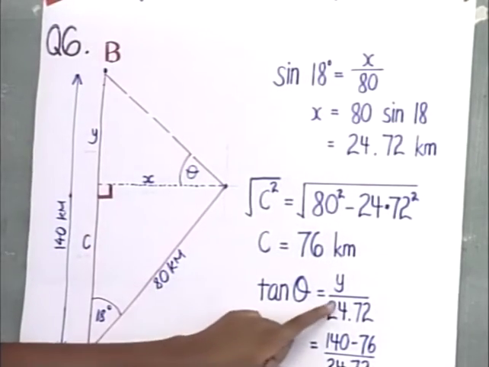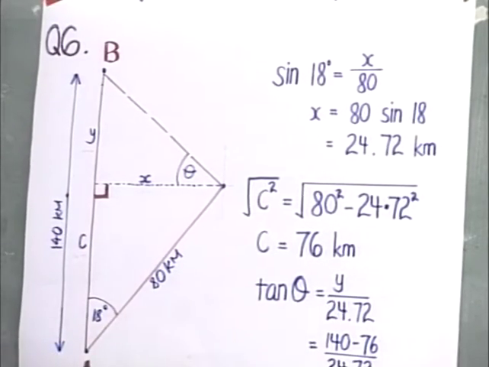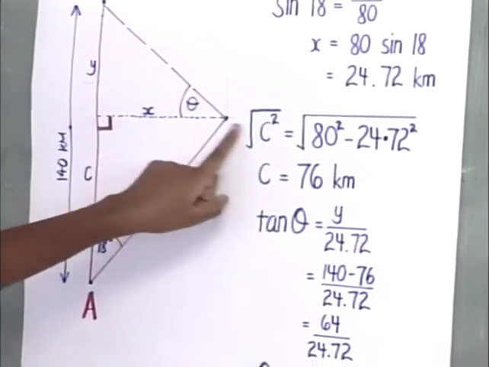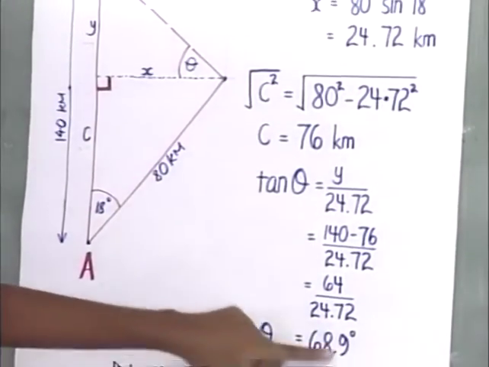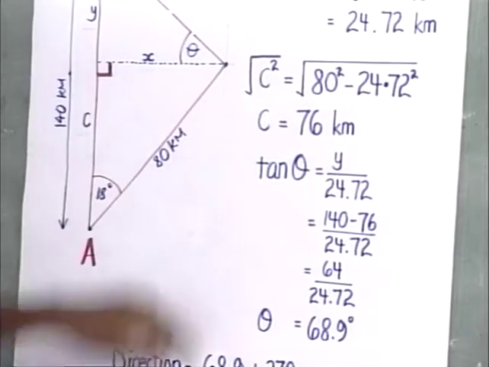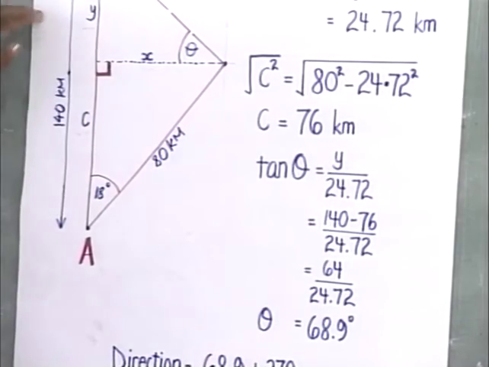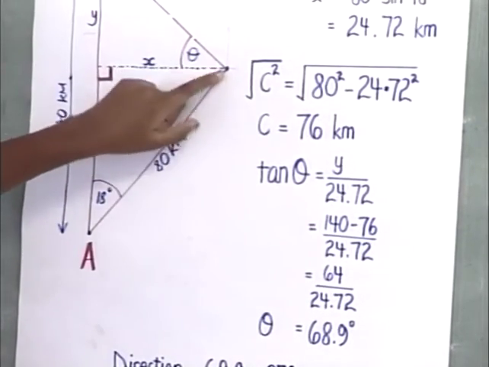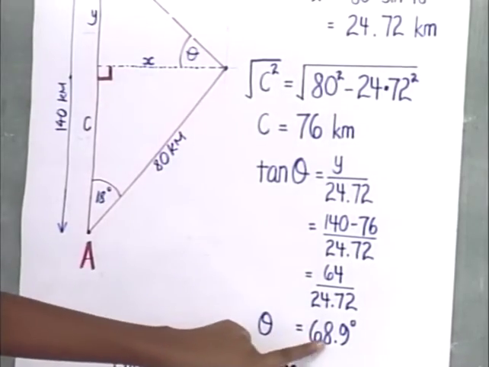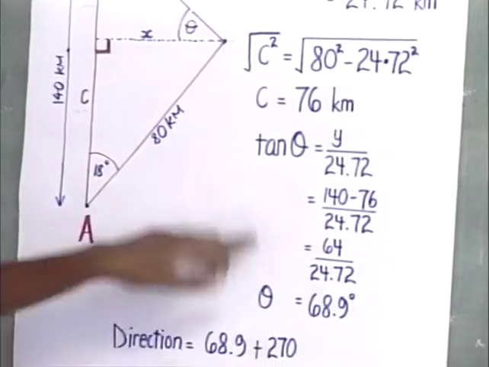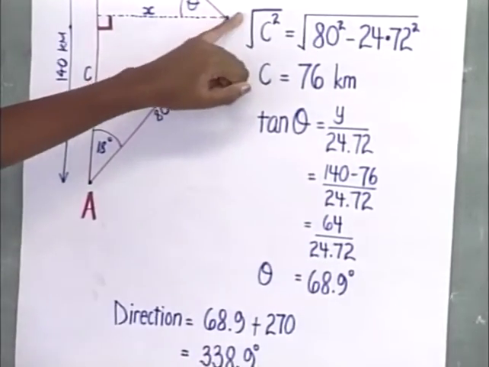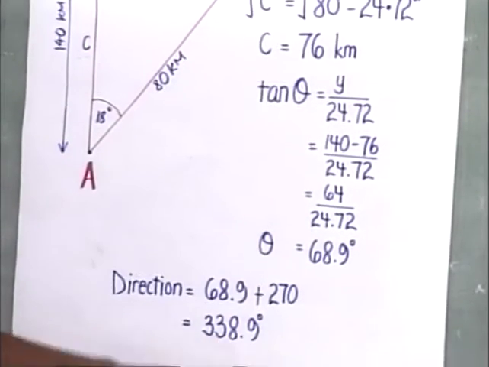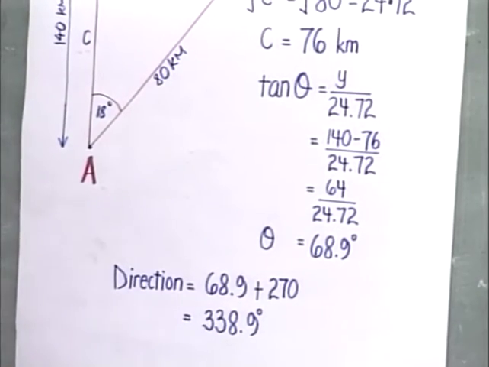So we use tangent 64 over 24.72, which is this one here. We got 68.9 degrees, which is this angle here. The direction you should fly to reach B, because the plane is here, is 68.9 degrees plus 270, since 90 times 3 is 270, we get 338.9 degrees.